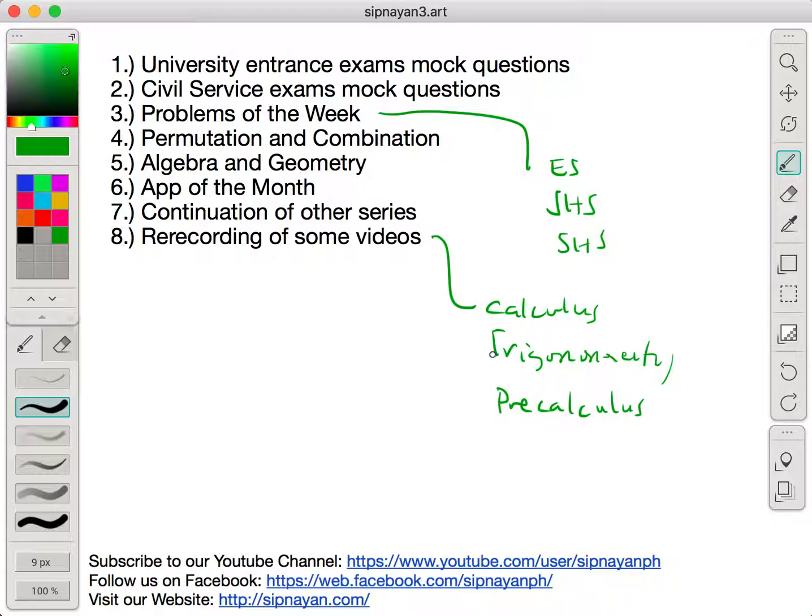Hopefully, magustuhan niyo itong mga series natin at hopefully ay makatulong sa inyo sa pag-aaral ninyo, sa pagtuturo ninyo. And yun, sana mag-aral kayo sa math, kasi ang napakagandang subject ng math, kung naiintindihan nyo talaga.